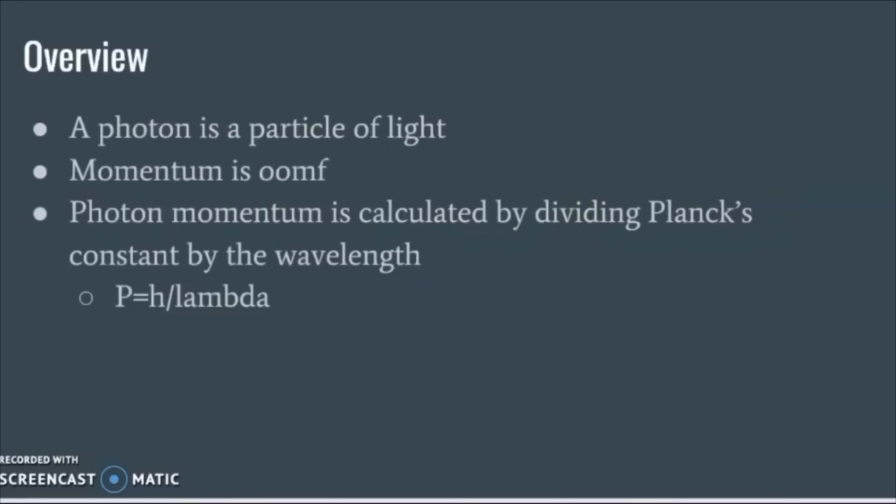A photon is a particle of light, momentum is oomph, and photon momentum is a new concept and is calculated by dividing Planck's constant by the wavelength. If you remember, h represents Planck's constant, 6.626 times 10 to the negative 34th, and lambda represents the wavelength. P is the variable that represents momentum.